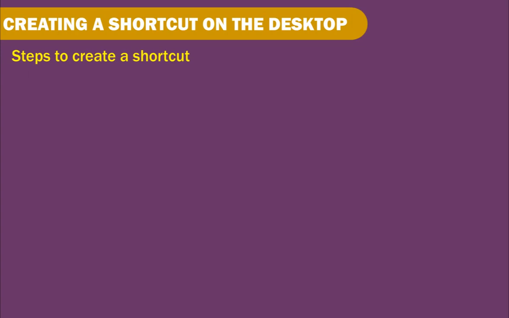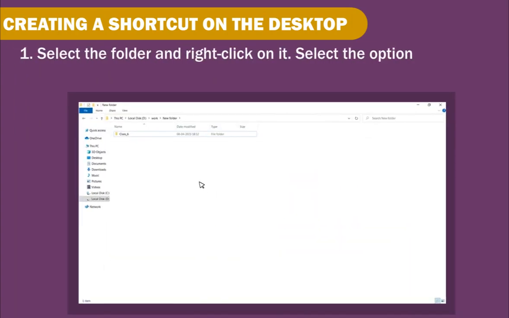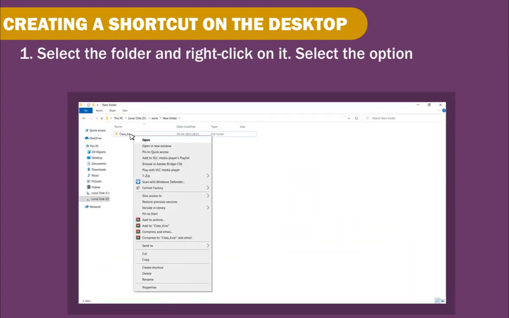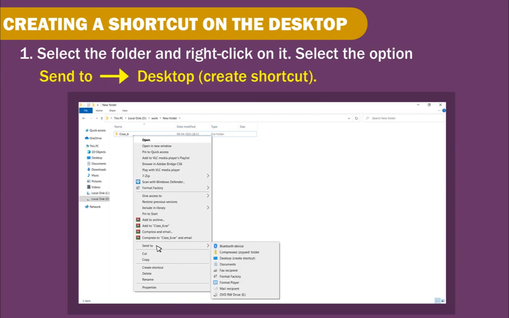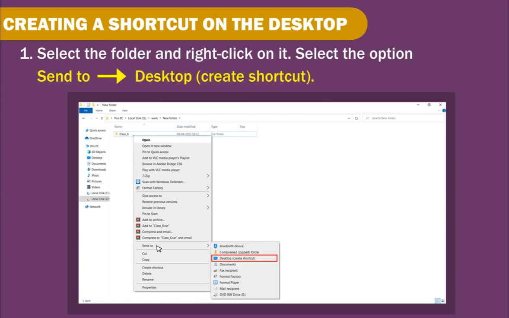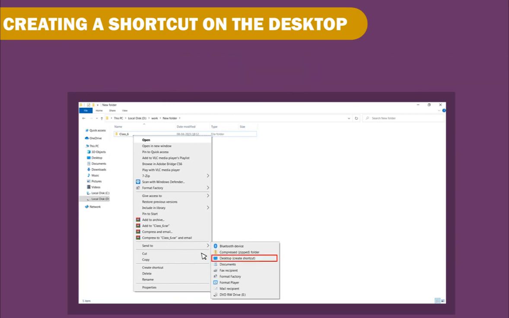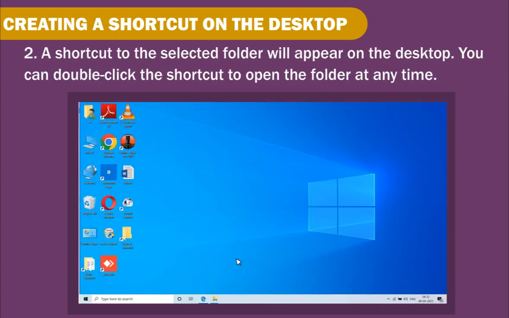Steps to create a shortcut. 1. Select the folder and right-click on it. Select the option Send to Desktop, Create Shortcut. 2. A shortcut to the selected folder will appear on the desktop. You can double-click the shortcut to open the folder at any time.